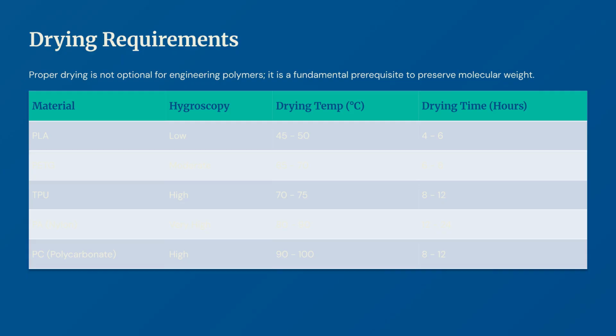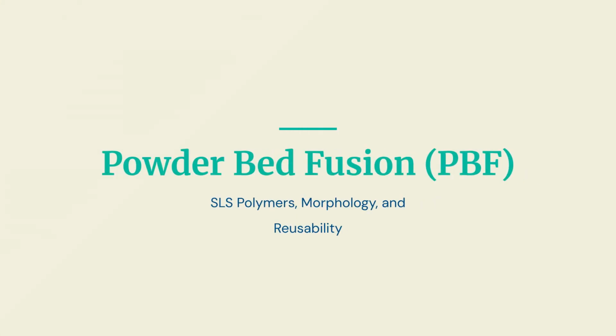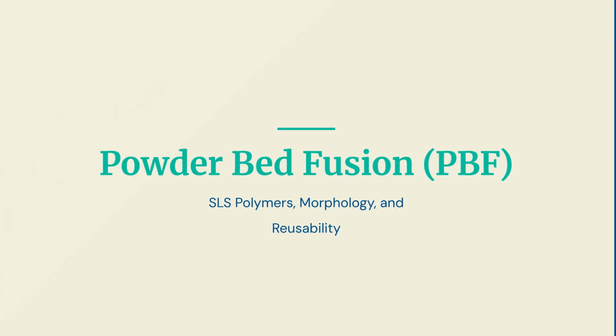To maintain material integrity, proper drying of hygroscopic polymers is essential before they reach the extruder. Drying cycles must be strictly followed to protect the polymer backbone. We will now shift our focus to powder bed fusion, or PBF, discussing the role of polymer morphology and the reusability of powders in processes like selective laser sintering.